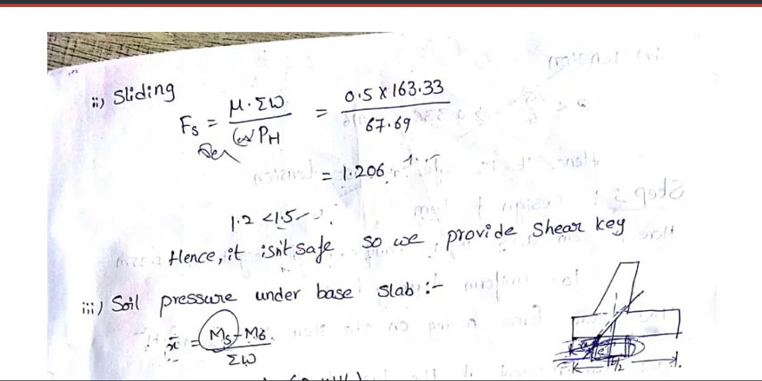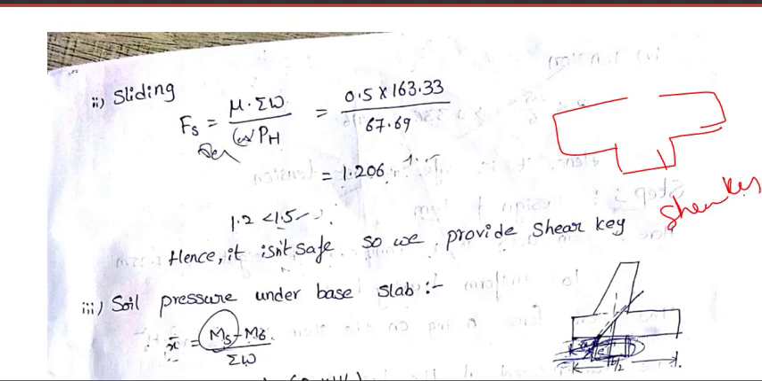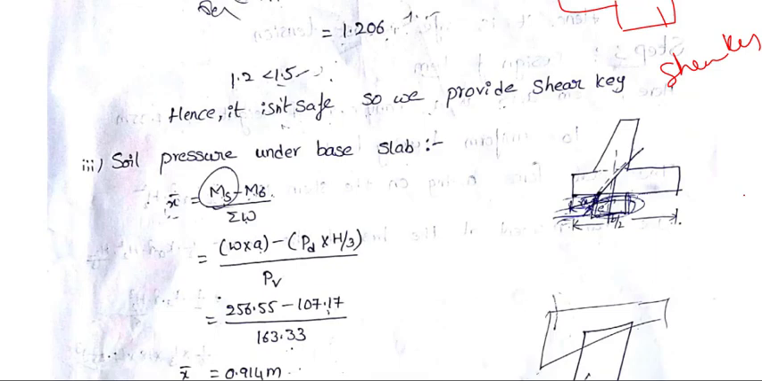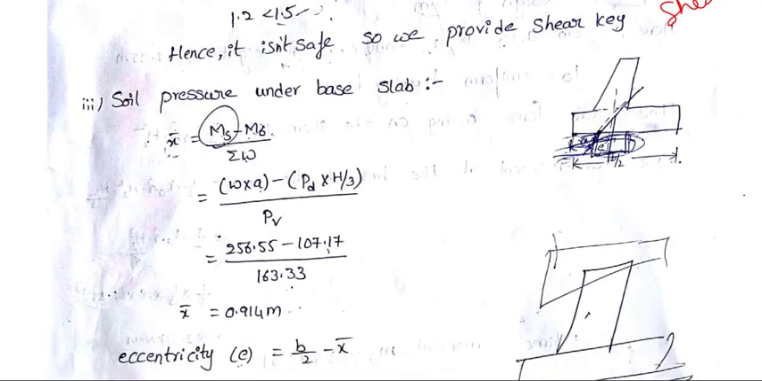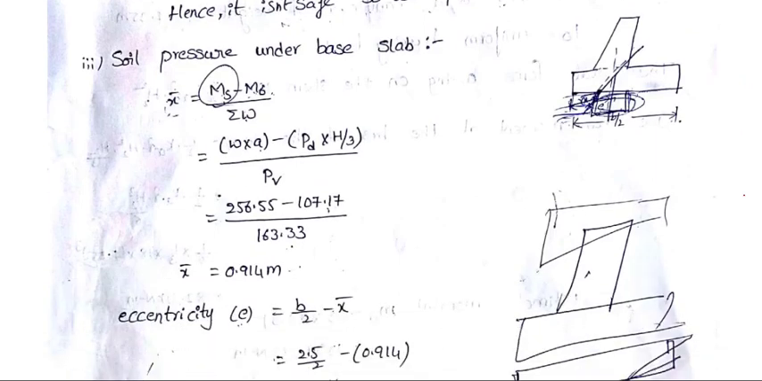So if it is not safe against sliding, it means we have to provide a shear key. This part is called the shear key, so that we have to provide. So hence it is not safe, so we provide a shear key. Okay, that's it. Next, soil pressure under base slab.